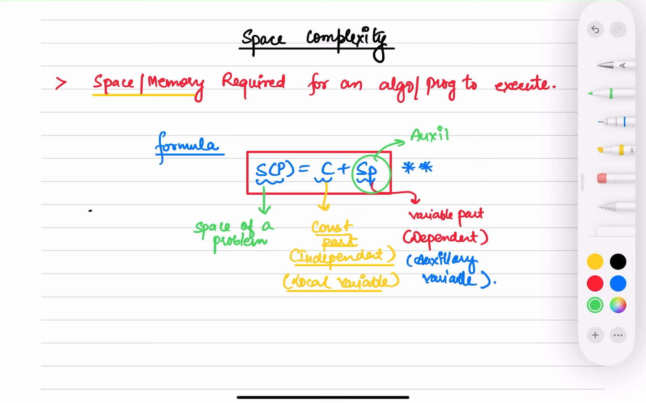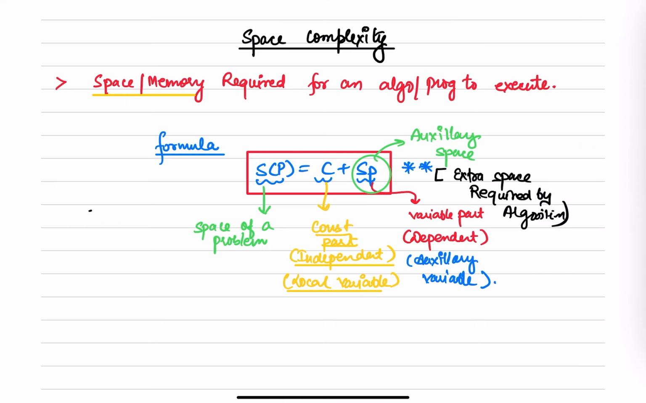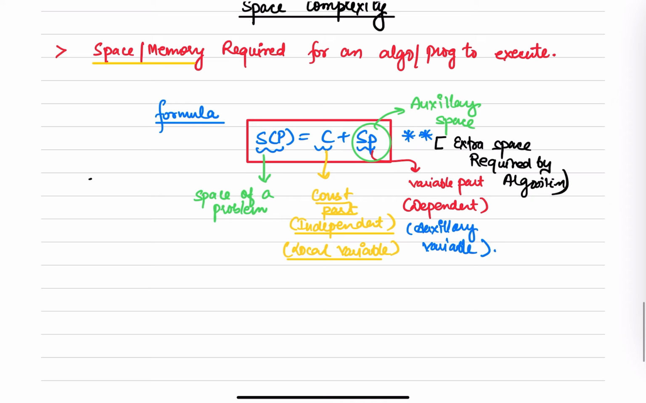Auxiliary space, right? What does that mean? That means it is nothing but the extra space required by the algorithm, right? So I think now you understand the formula. The formula is very simple: S of P is equal to C plus S_P, where any constant memory required will come in C, and S_P will have the variable part which will vary, right? So this will give you S of P.